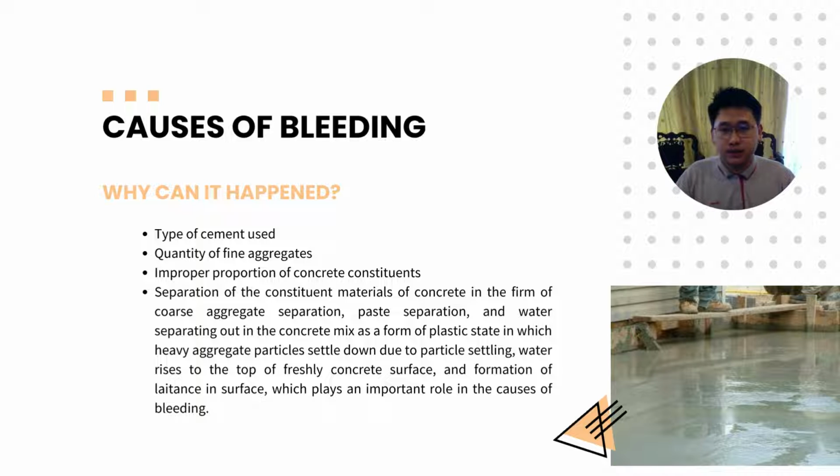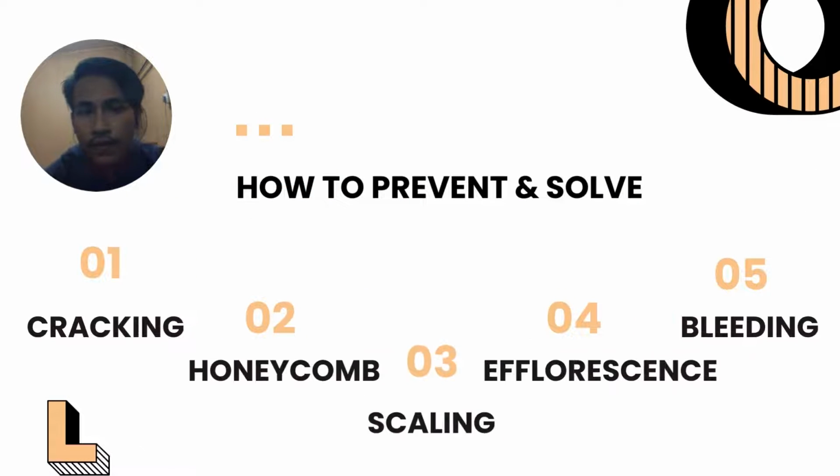Water rises to the top of the fresh concrete surface and forms laitance on the surface, which plays an important role in the cause of bleeding. How to prevent and solve: first, cracking, honeycomb, scaling, efflorescence, bleeding.